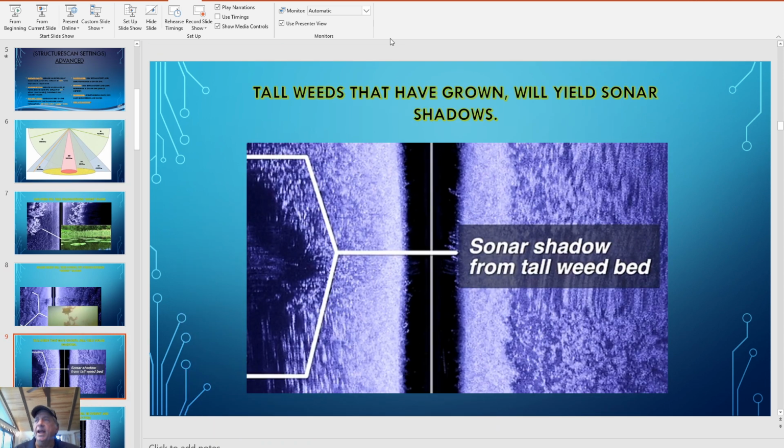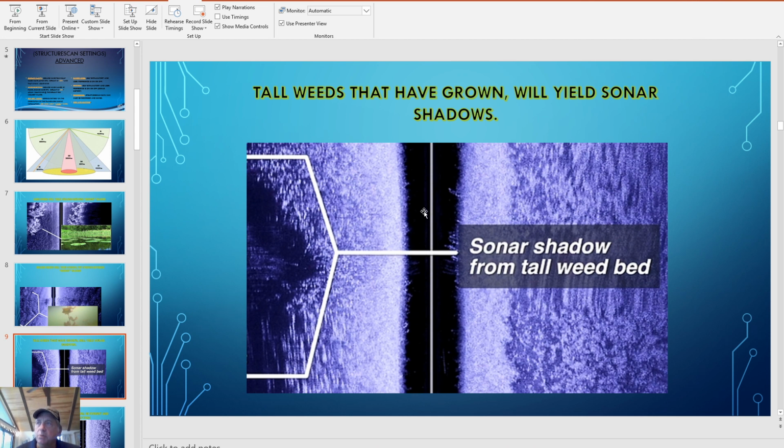Again, another shot of weeds, and this is showing you that tall weeds that have grown will yield sonar shadows. It's pretty easy to understand if you think about a flashlight. If you were to shine a flashlight onto tall hedges in your yard, a whole row of them, that light's going to hit those, and if it goes through at all, it's going to project a shadow on the other side. That same thing's true with your sonar signal.